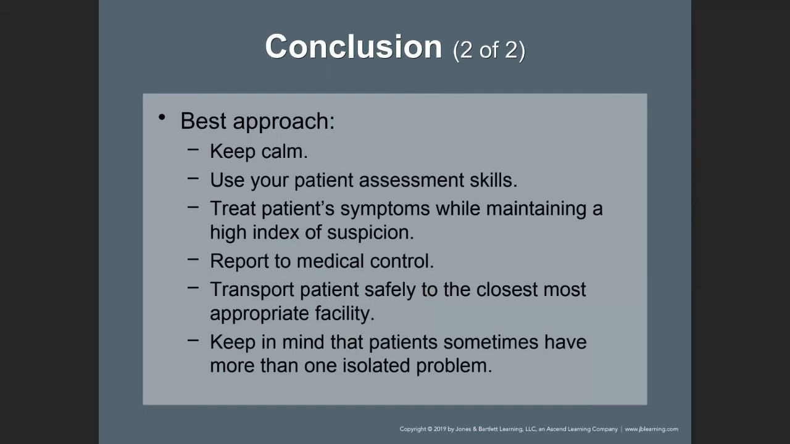Best approach: keep calm. Use your patient assessment skills, which must be sequential. Treat patient symptoms while maintaining a high index of suspicion, considering the worst possible thing that could be occurring. Communicate with medical control as needed. Transport the patient safely to the closest, most appropriate facility. Keep in mind that patients sometimes have more than one isolated problem. And that brings us to the end of this chapter. So that's medical overview.